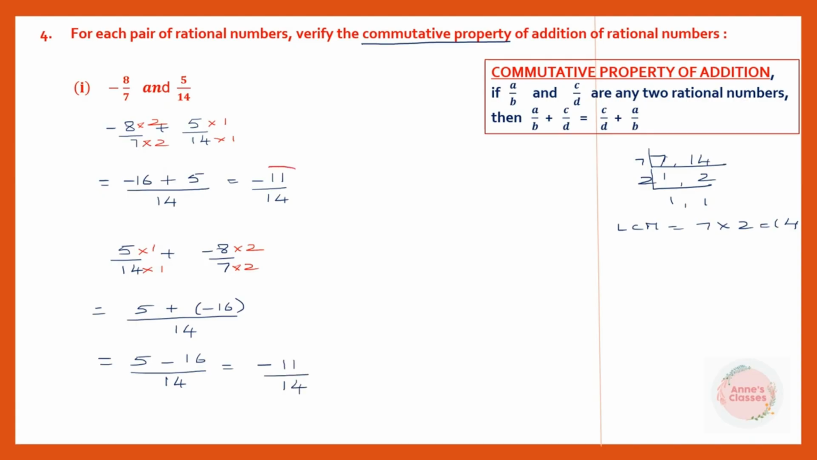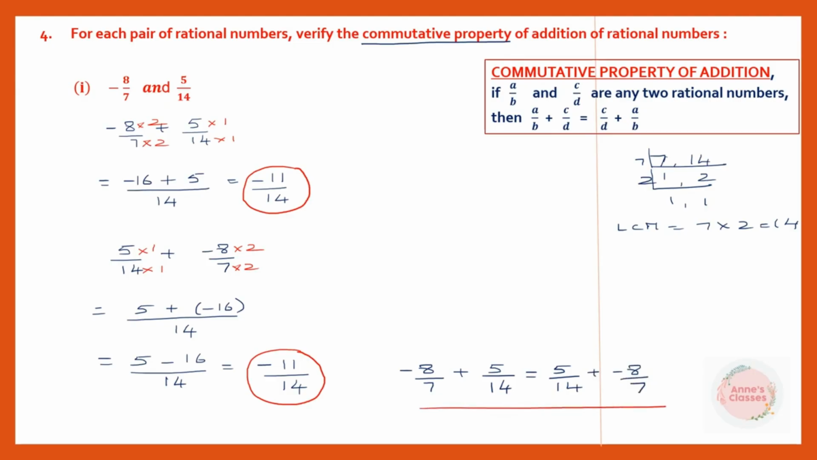So when we first added, we got the answer as minus 11 by 14. When we changed the order and we added, also we got minus 11 by 14. So here what have we proved? We have proved that whether you add it up this way or change the order, it's the same. So we need to write that. So how do we write that? We say minus 8 by 7 plus 5 by 14 is equal to 5 by 14 plus minus 8 by 7. Okay, that is, we have proved that the commutative property is satisfied in this question.